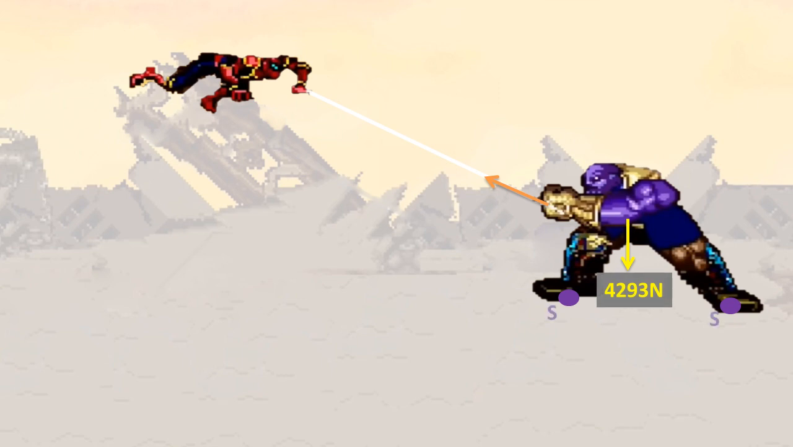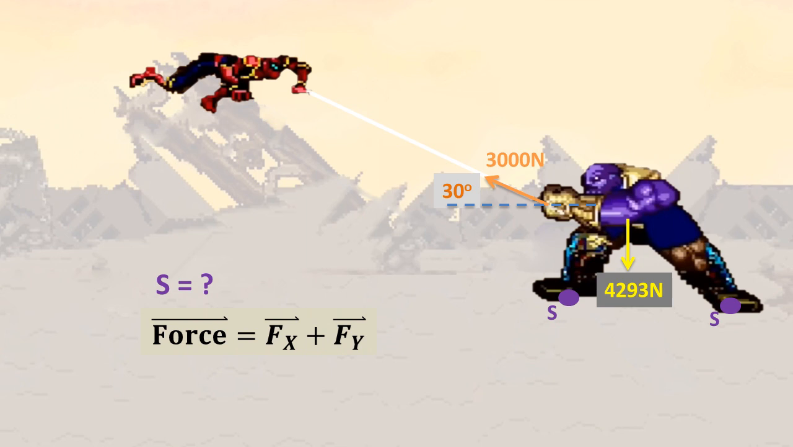Assume that his feet have equal reaction forces. If the pulling force is 3000 Newton with a clockwise 30-degree angle and Thanos is not moving, then what will be the force on each leg? We know the net vertical force is 0. To find the resultant force, we need to resolve all forces into x-axis force, Fx, and y-axis force, Fy.